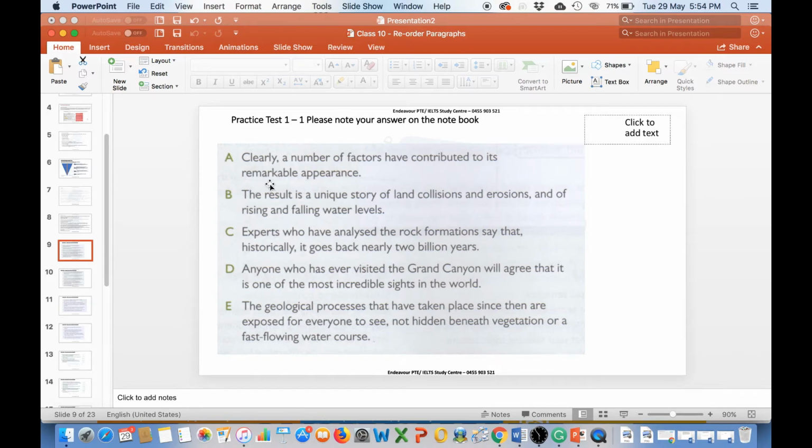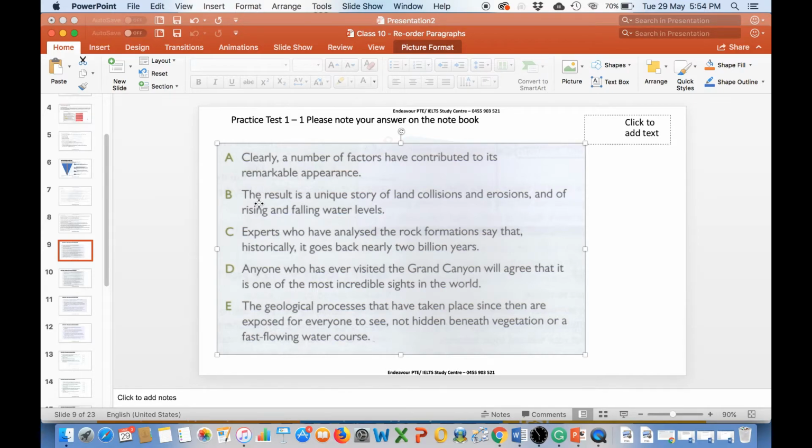If I look at the first statement, that starts with "clearly", so that means it is using an adverb or a conjunctive adverb which is already making reference to something. That means they have already spoken something and they are saying "clearly...". So that is not my first statement, but still I'll have a look at it. Clearly a number of factors have contributed to its remarkable appearance. That's fine, but not my first one.